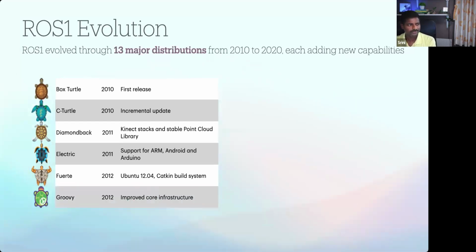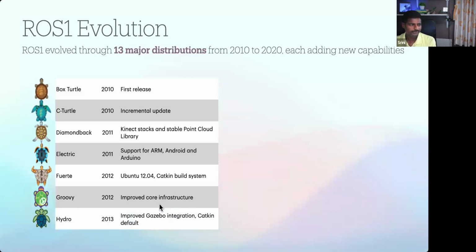In 2012, there was Groovy, and in 2013, there was Hydro, which improved the Gazebo integration. Gazebo is the simulator in ROS. Gazebo existed even before ROS was formulated, but this integrated Gazebo much more closely into ROS, making it a much more integrated simulation for the ROS infrastructure. And then Catkin was made the default in this distribution.